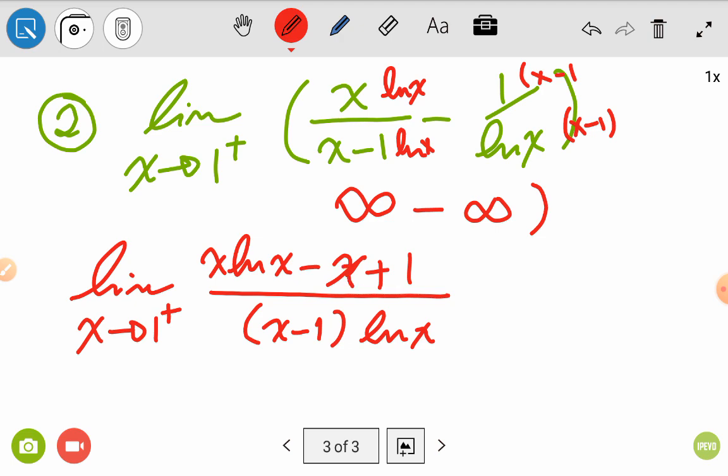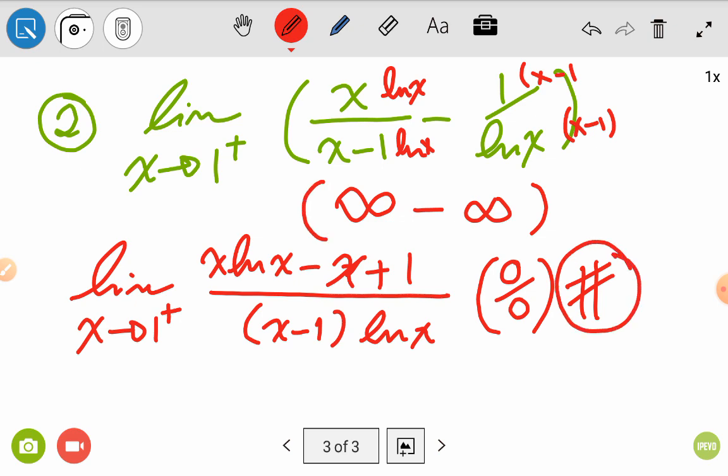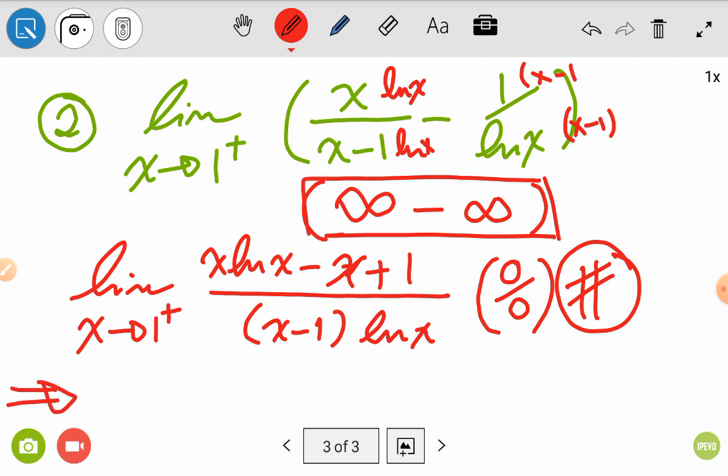So it's negative x plus 1, and then substitute here, substituting something like 1.01, 1.001 for x, you're gonna get 0 over 0. So when you get this indeterminate form, and it was first infinity minus infinity, now it's 0 over 0, so we can apply the L'Hopital's rule.